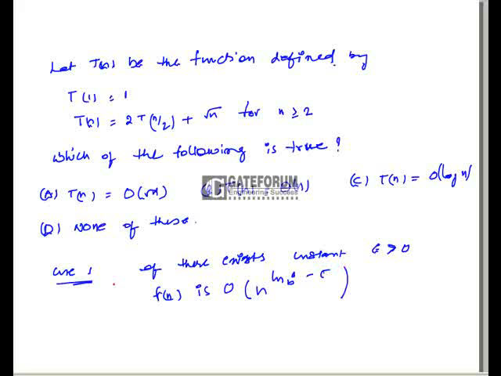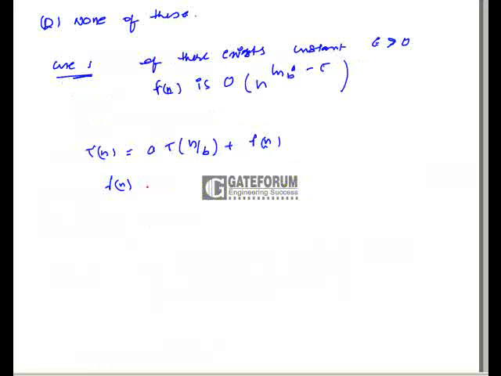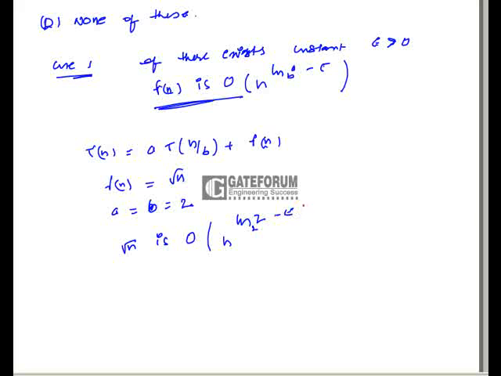Here T of n is nothing but a into T of n by b plus f of n. So here we can say f of n is equal to root n, a is equal to 2, b is equal to 2. So let us check this condition. f of n, which is root n, is order of n power log 2 to the base 2 minus epsilon, and here epsilon should be greater than 0.